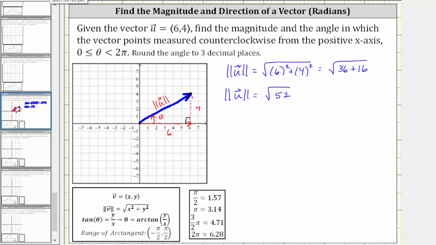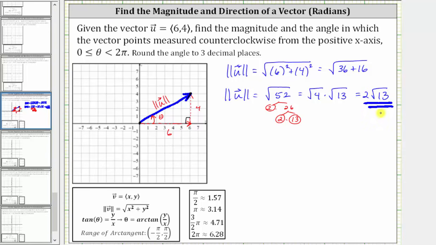To see if it has any perfect square factors, let's determine the prime factorization. 52 is equal to 2 times 26, 2 is prime. 26 is equal to 2 times 13, 2 and 13 are prime. Notice 2 times 2 or 4 is a perfect square and is a factor of 52, and therefore this will simplify. We can write the square root of 52 as the square root of 4 times the square root of 13, which gives us the simplified exact magnitude as 2 square root 13.